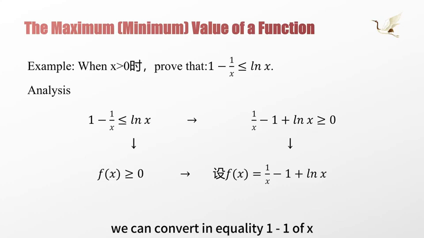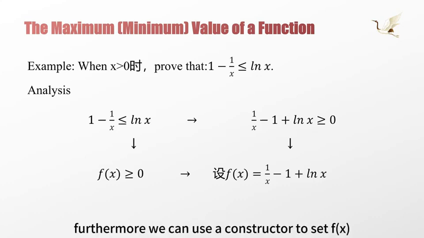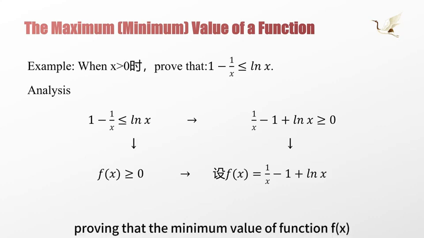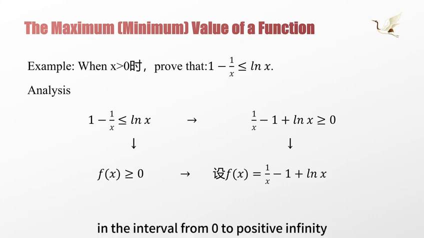We can convert the inequality 1 minus 1/x less than or equal to ln x into 1/x minus 1 plus ln x greater than or equal to 0. Furthermore, we can construct a function, setting f(x) equal to 1/x minus 1 plus ln x. So we can transform the inequality into proving that the minimum value of the function f(x) in the interval from 0 to positive infinity is greater than or equal to 0.